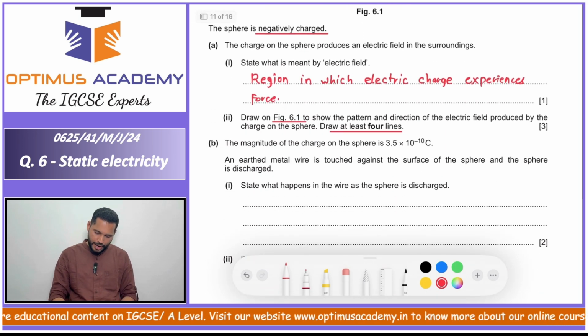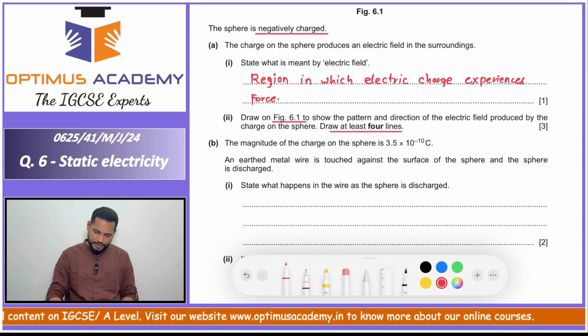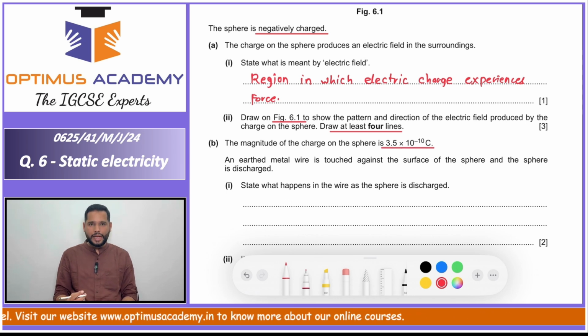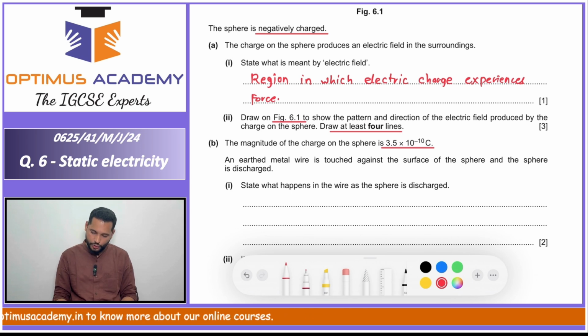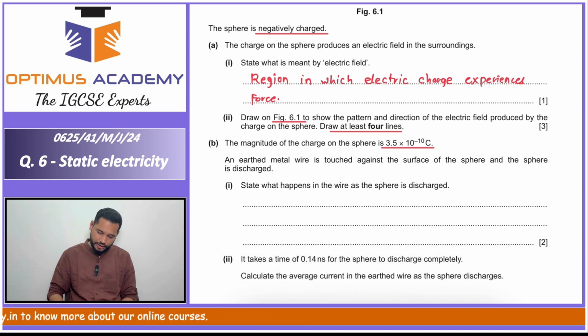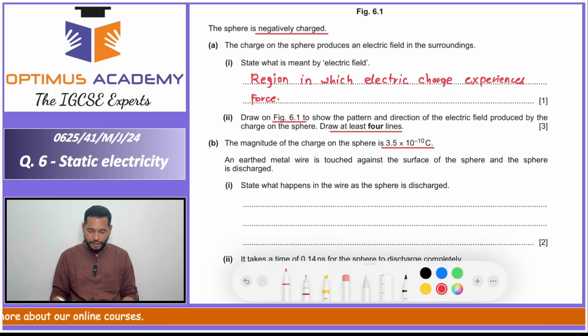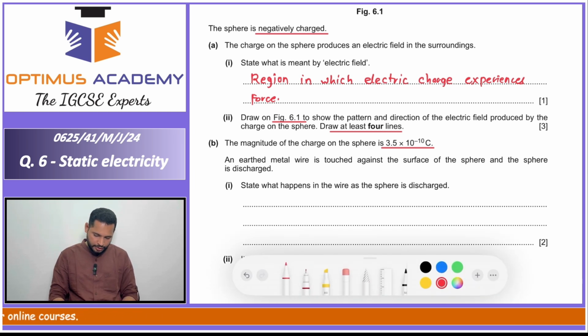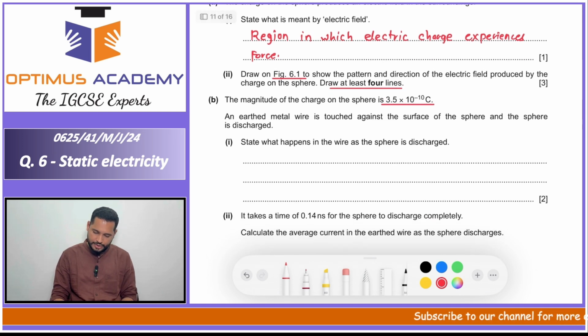Question B, the magnitude of the charge on the sphere is 3.5 into 10 raised to minus 10 coulomb. Magnitude means value. So they are telling us the value of the charge. What is the value? 3.5 into 10 raised to minus 10 coulomb. Charge is measured in coulomb. An earthed metal wire is touched against the surface of the sphere and the sphere is discharged. State what happens in the wire as the sphere is discharged.